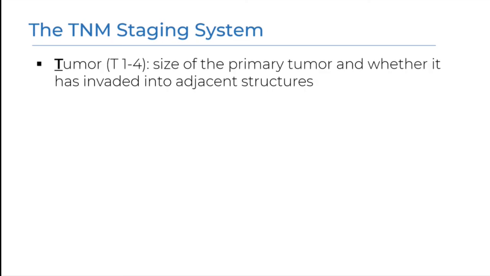We use a system for staging called the TNM Staging System. This takes into account a couple of features. T stands for tumor, and there are numerical values assigned to the T ranging from 1 to 4, which directly corresponds to the size of the tumor and whether or not the tumor has invaded into adjacent structures. Is the tumor confined to the lung, or is the tumor invading the chest wall, the spine, or the pericardium, which is the structure that surrounds the heart?